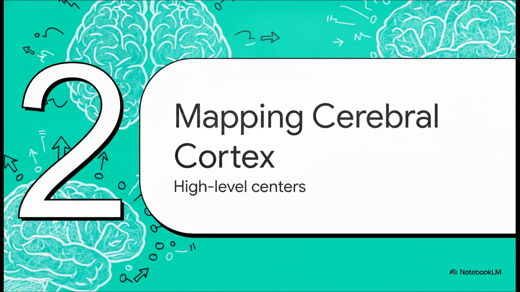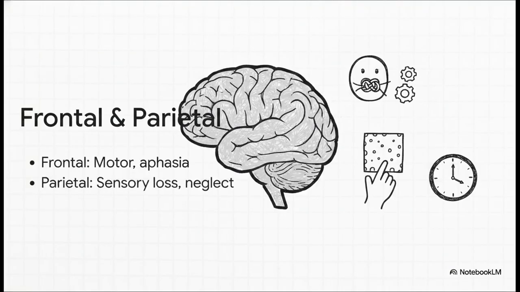Moving right along to Section 2, mapping the cerebral cortex. Let's begin our descent at the very top. The frontal lobe is basically your executive center, so damage here leaves you with behavioral changes, expressive aphasia, and contralateral weakness. Just behind that, we've got the parietal lobe, our main sensory processing center. Now, damage here doesn't actually cause weakness. Instead, it leads to profound contralateral sensory loss, hemispatial neglect, or apraxia.